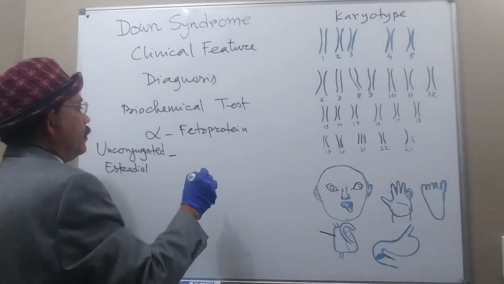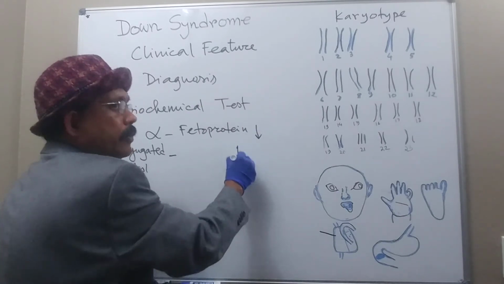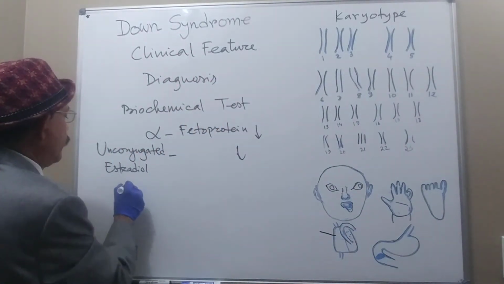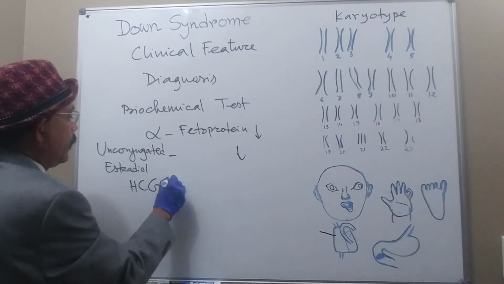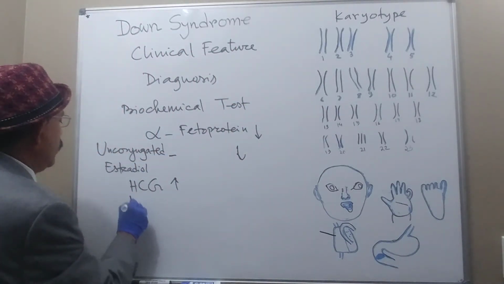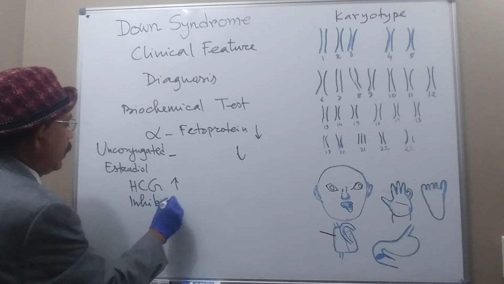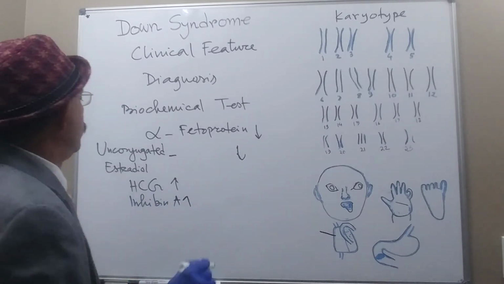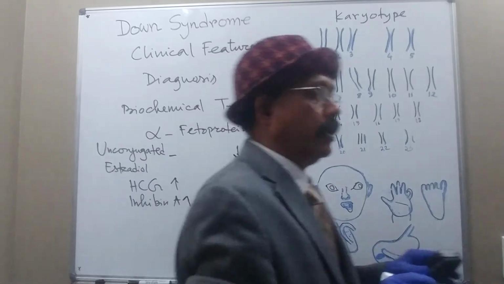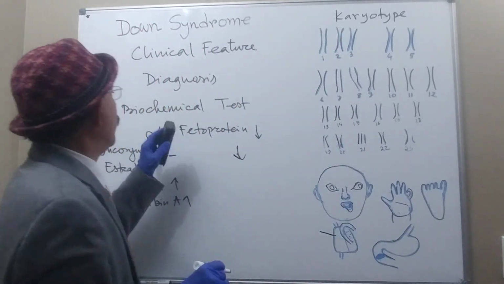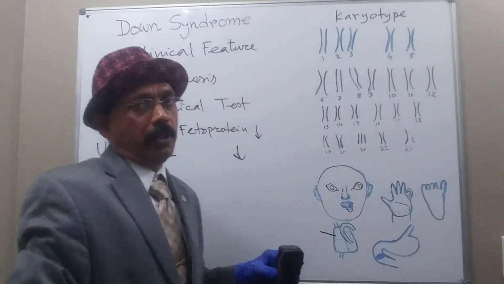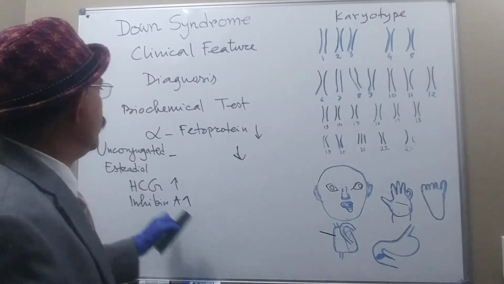So alpha fetoprotein and estradiol will be decreased. But what will increase is HCG, because during pregnancy HCG will be high, and also inhibin A will be high. So these two are low and these two are usually high in the biochemical diagnostic study to diagnose Down syndrome. It is routine. After the age of 35, all women should go through this test.